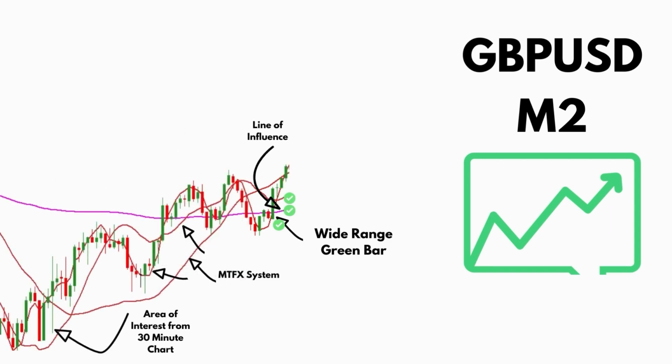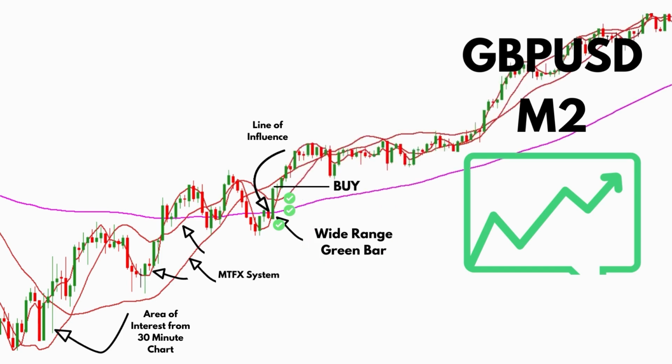And finally, we need to make sure that our influence line is sloping in the right direction. As you can see, it's rolling over and beginning to slope upwards. So we've identified the exact bar to enter from. We'll put in our buy order here, and as you can see, the market moved on up.